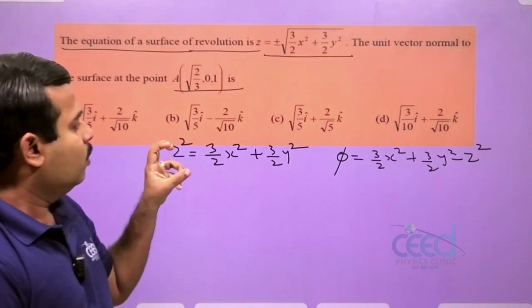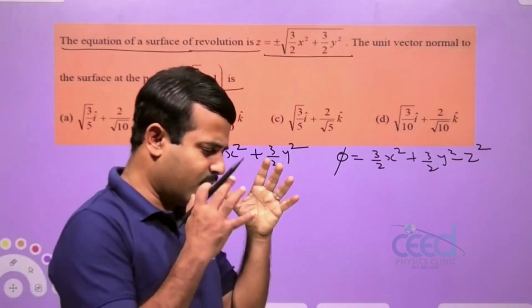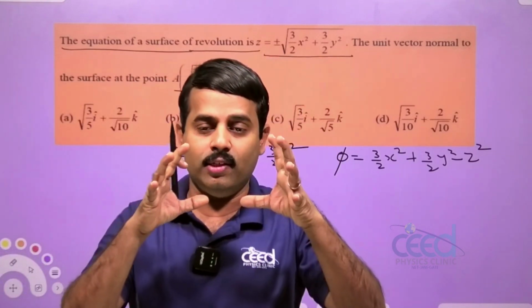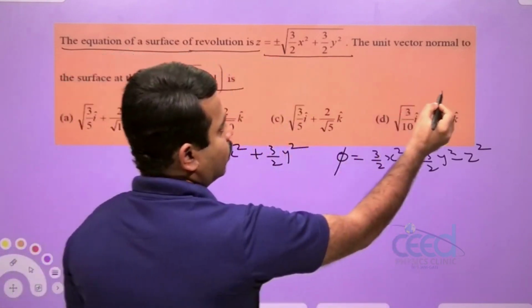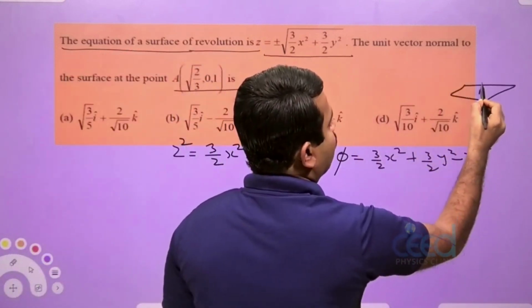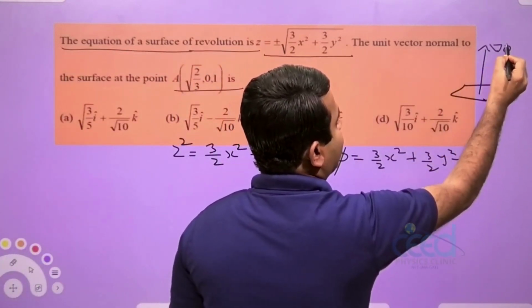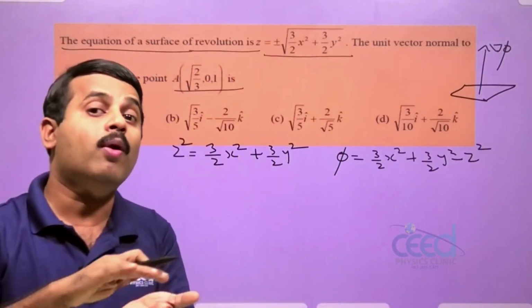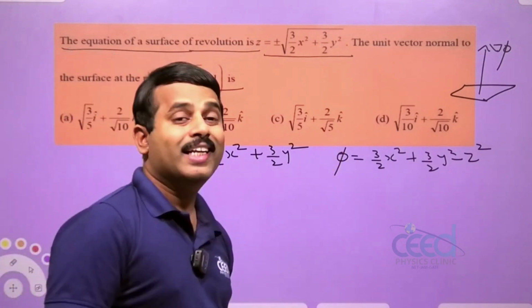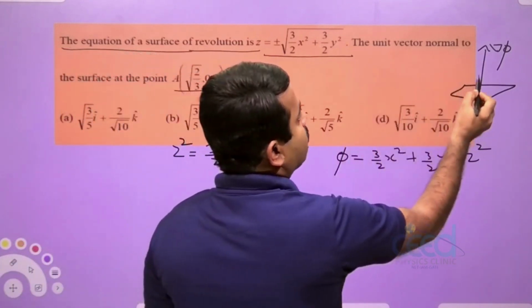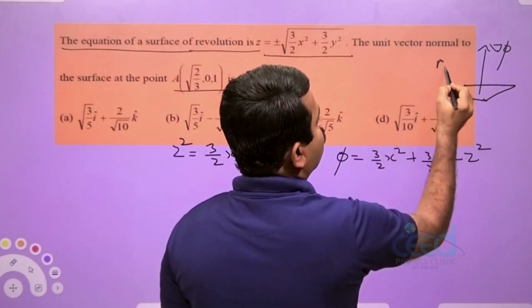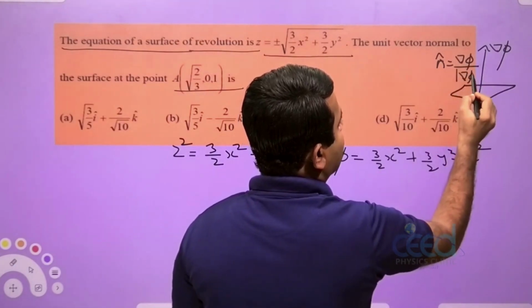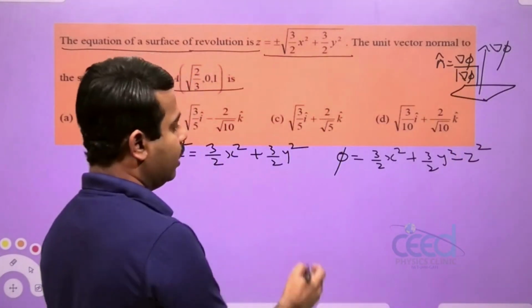Now what is the normal vector? If the surface equation is given, what is the normal vector? We studied that for any surface, suppose you take a surface, right? The normal vector is represented by gradient phi. Gradient phi has the direction of normal to the surface. So what we have to do to find the unit vector along this gradient phi, you have to take gradient phi divided by mod del phi. This is the unit vector. How do you calculate gradient phi?